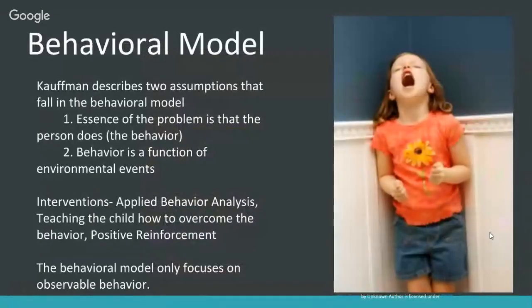So just as she talked about, we focus on the positive reinforcement. Kaufman describes two assumptions that fall into the behavior model. The first one is the essence of the problem is what the person does. So it's the actual behavior. And the second one is the behavior is a function of environmental events. So something in the environment caused the behavior, and the behavior can be modified. Interventions that are included in this model include applied behavior analysis, or ABA. We have to teach a child how to overcome the behavior, and we use positive reinforcement. Now, it's critical to remember that the behavior model only focuses on observable behavior.